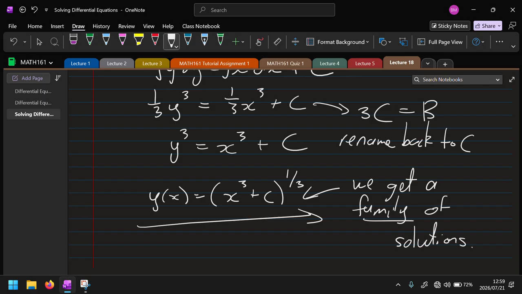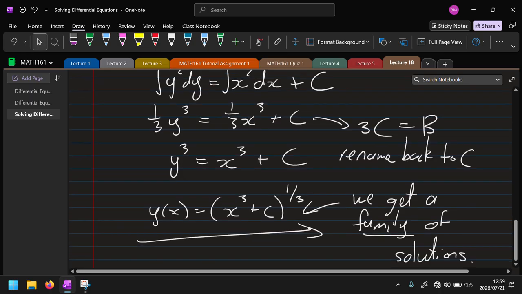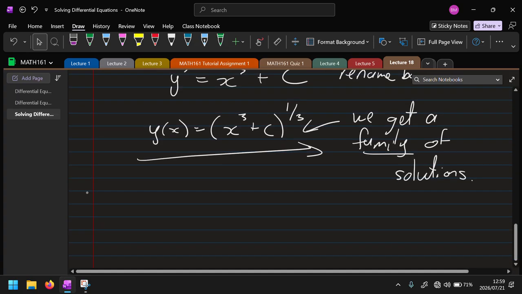Right, think back to when we did antiderivatives. We had a whole family of antiderivatives, capital F of x plus c, right? Same idea here. We have a whole family of solutions for the different c values that you can choose. Any questions for this one? Yeah, pretty straightforward. Okay, let's have a look at number 2.